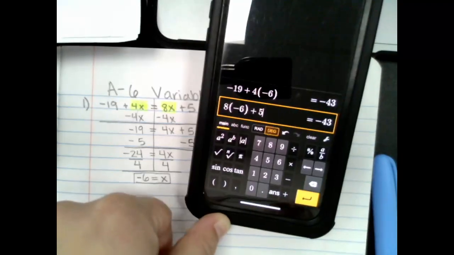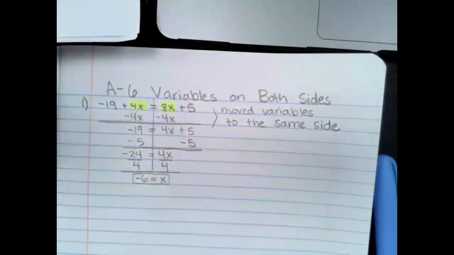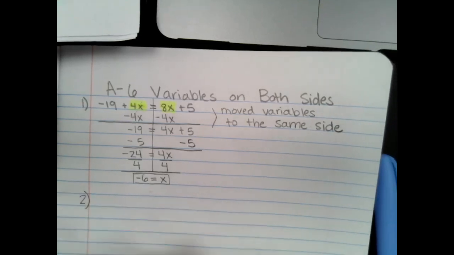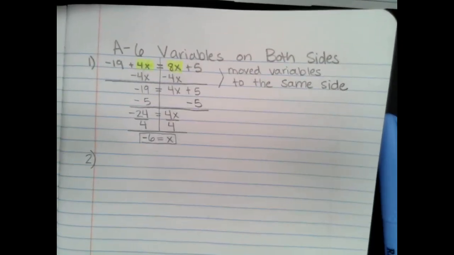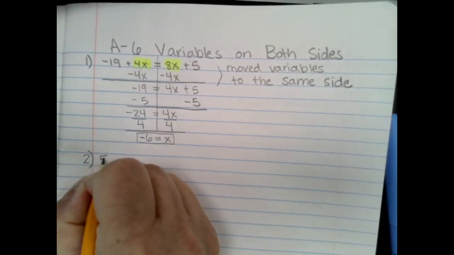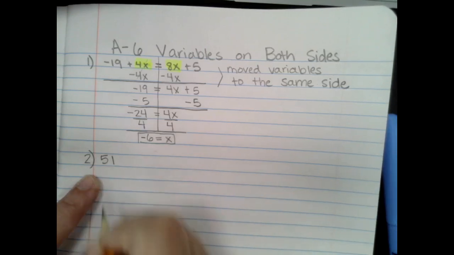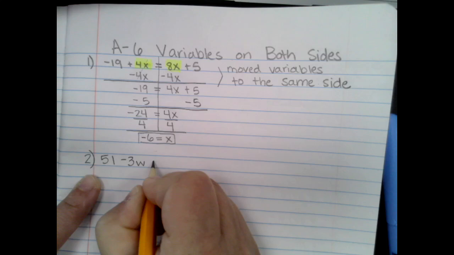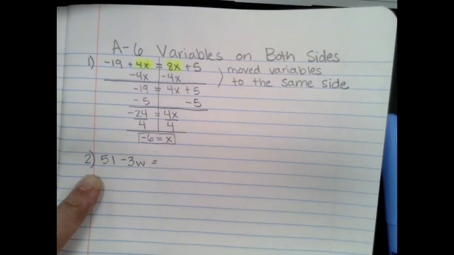All right, one more, number 2. How long is number 2? Longer. How many pounds do I have to lose? 79. 51 minus 3w. I'm just kidding. I don't remember. This is the last one? This is the last one for today, yeah, on their notes.